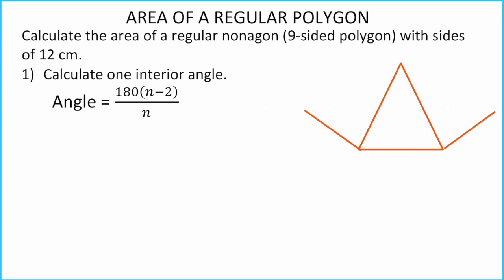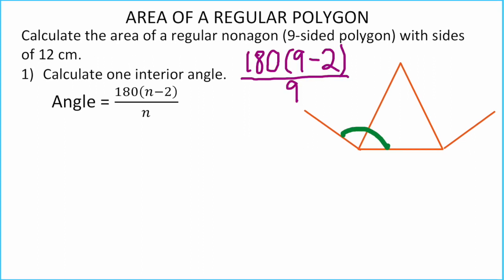I have not drawn an entire 9-sided shape. The more sides there are, the more difficult it is to draw them. We just need to focus in on what does one triangle look like. Step 1 will give us that angle that's highlighted there. So how do we do that? We go 180 times (n minus 2) divided by n, and we're going to put in 9 for n. And that gives us 140 degrees.